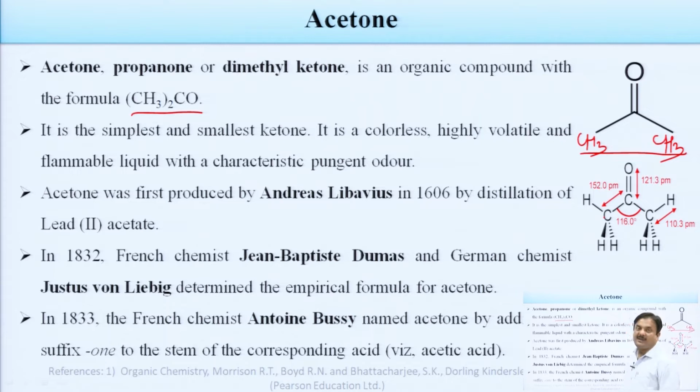Now, coming to the topic, that is acetone. As I told you, it is also known as propanone or dimethyl ketone. The structure you are seeing is the simplest and smallest ketone. Just remember, when we were talking about formaldehyde, I told you it is the simplest aldehyde. Likewise, acetone is the simplest and smallest ketone. It is a colorless, highly volatile and inflammable liquid with a characteristic pungent odor. If you forget to cap the bottle of acetone, after a few minutes you will find that there is no acetone remaining in the bottle. So, it has a very volatile nature.